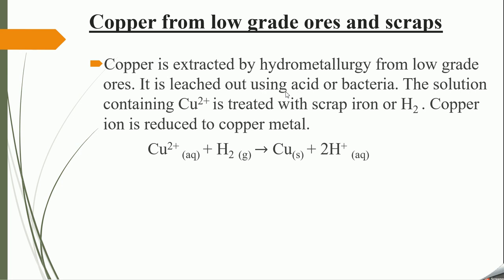It is leached out using acid or bacteria. Now the solution containing copper ion is treated with the scrap iron or hydrogen. Here you can see the reaction. Copper ion is made to react with the hydrogen. Here copper ion is reduced to give copper metal. So this is about extraction of copper from low grade ores or scraps. This reaction is important for 1 mark.